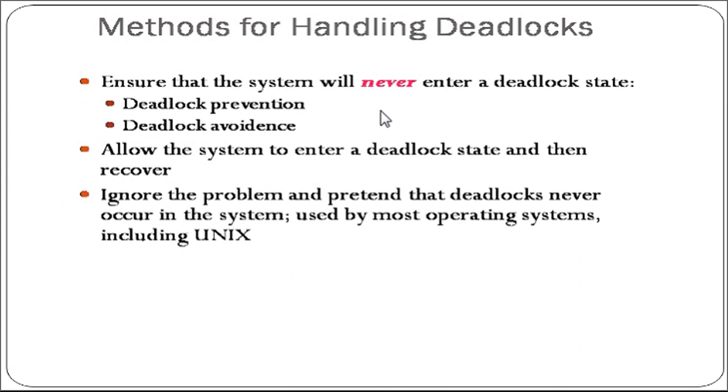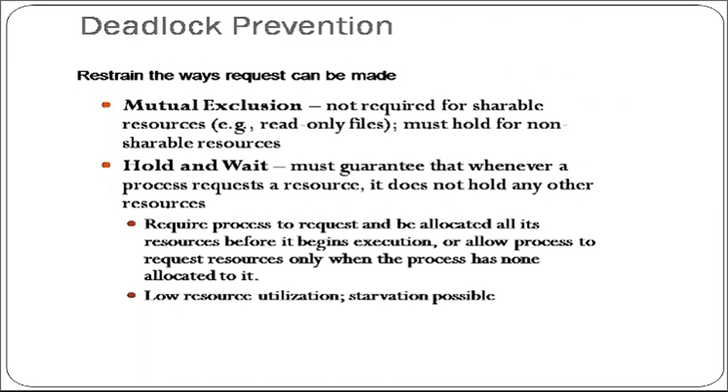Now, methods for handling the deadlock. First, ensure that the system will never enter into the deadlock. That is, there are 2 methods called deadlock prevention and deadlock avoidance. Next is allow the system to enter into deadlock state and recover from it. And the last one is ignore the problem and pretend that deadlock never occurs in the system. This method is used by most of the operating systems, including the Unix operating system. Now let us go through all 4 methods.